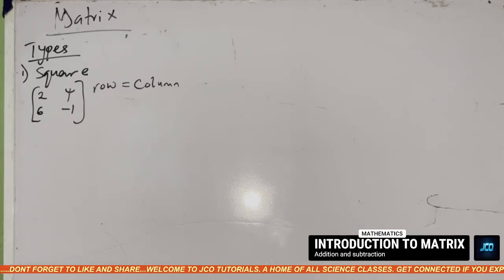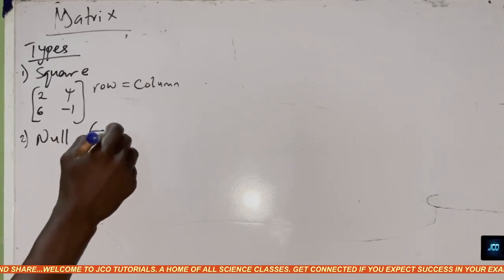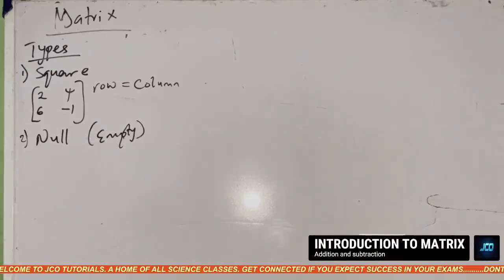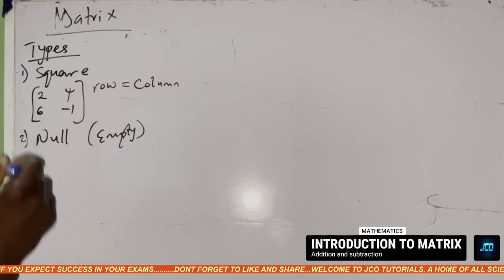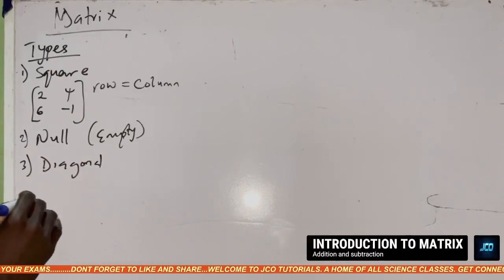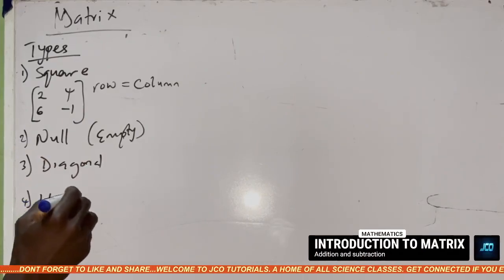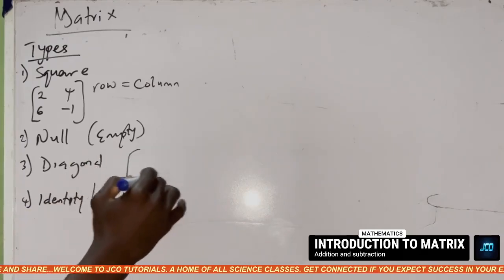And we also have a null matrix. Just to mention a few. Null simply means empty. Empty in the sense that it has only 0. Nothing is inside the null matrix. Alright, so other kinds of matrix you have: you could have diagonal, you could have identity or unit.